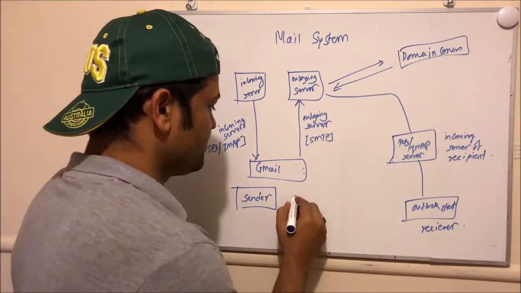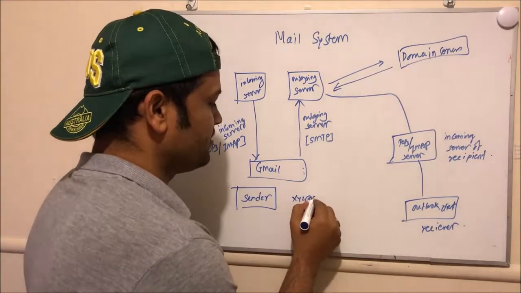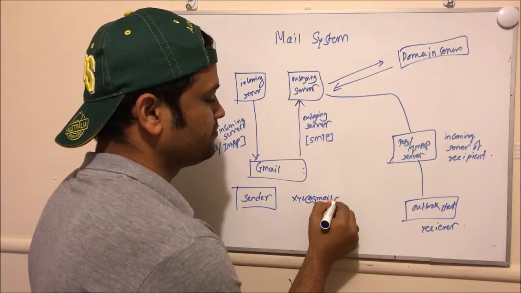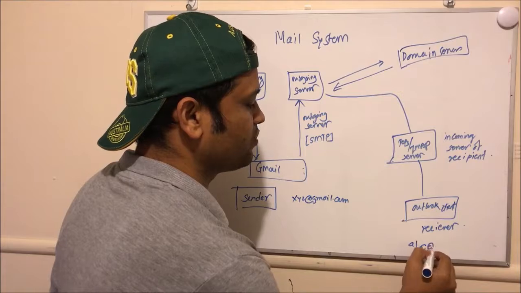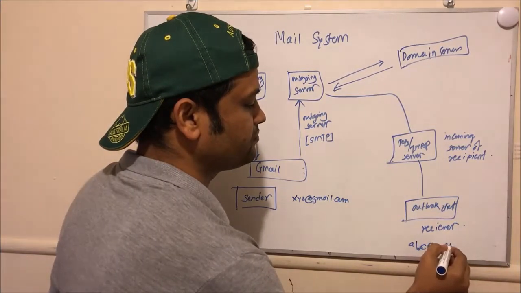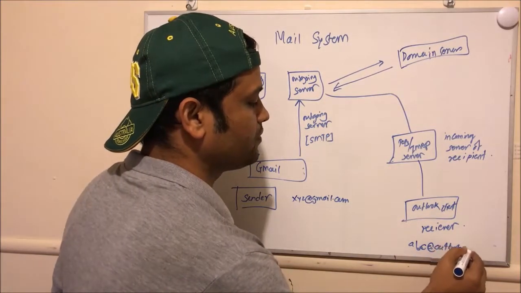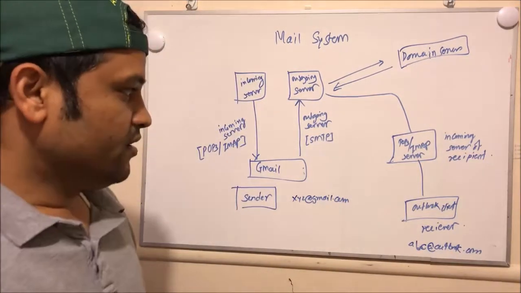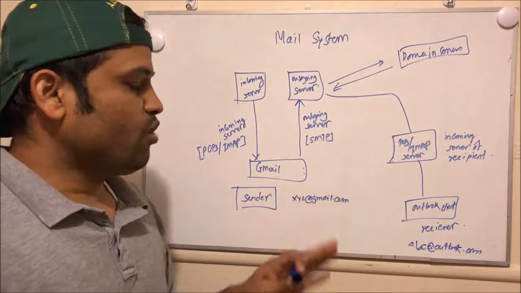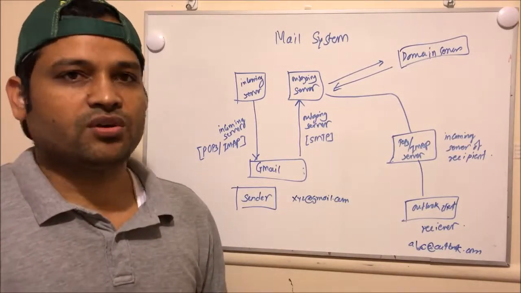So let us say xyz@gmail.com is sending mail to abc@outlook.com. So this is the sender and this is the receiver. So when you send an email, what happens in the background, that is what I am going to talk about.